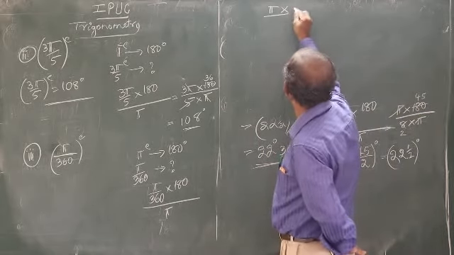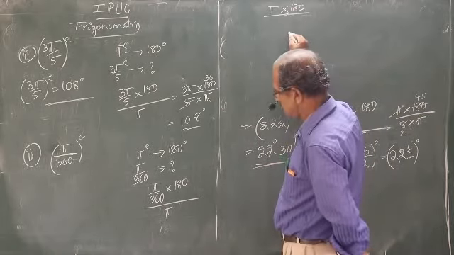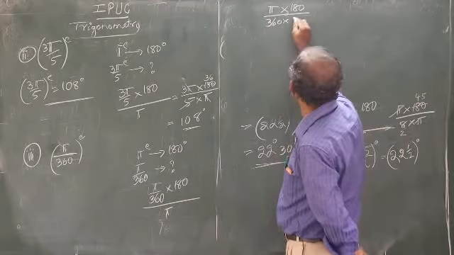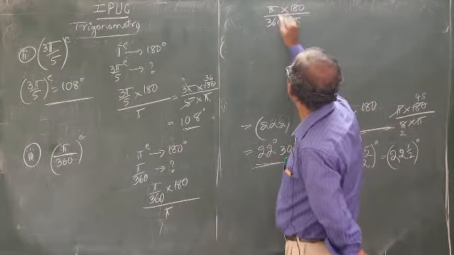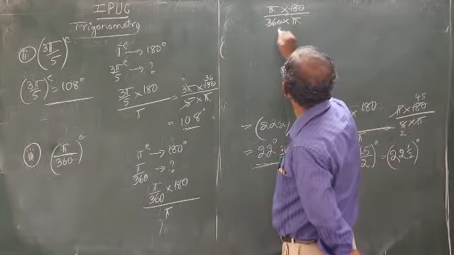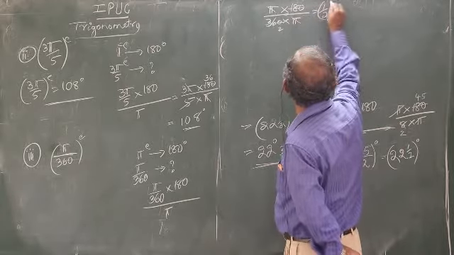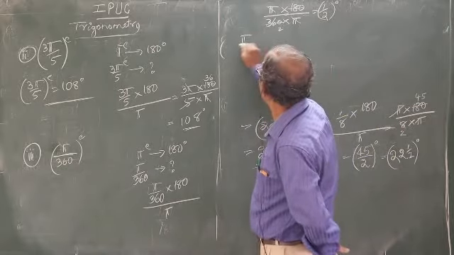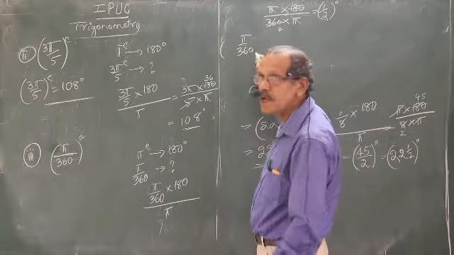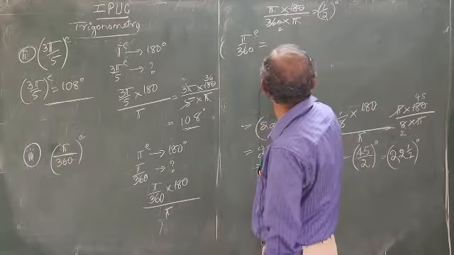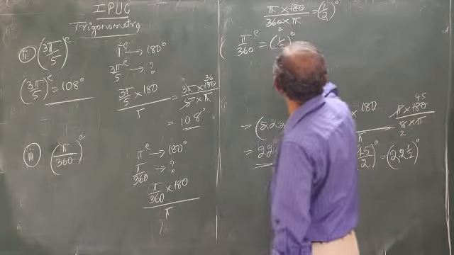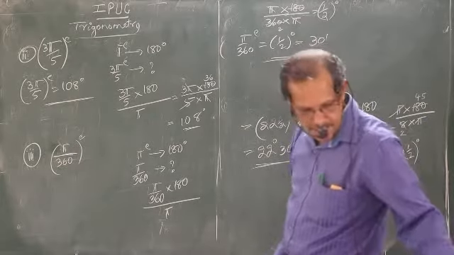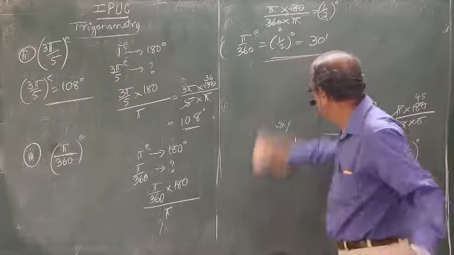Pi into 180 divided by 360 into pi. 1 is 2 is half degree. So answer is pi by 360 radian equal to half degree equal to 30 minutes. Equal to 30 minutes. Half degree.